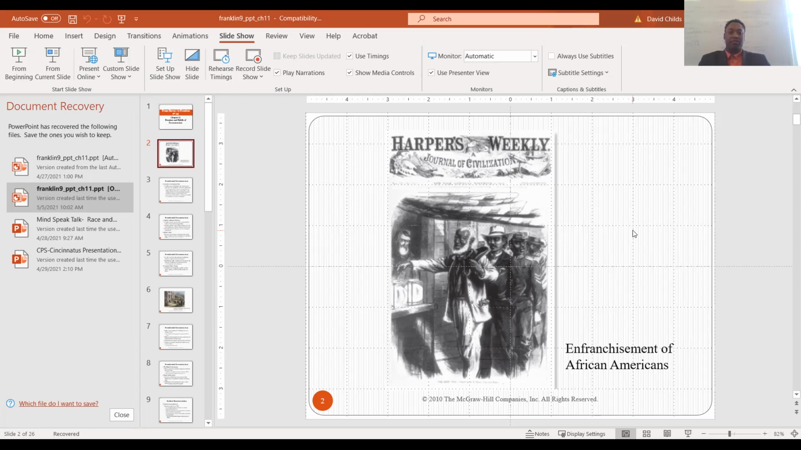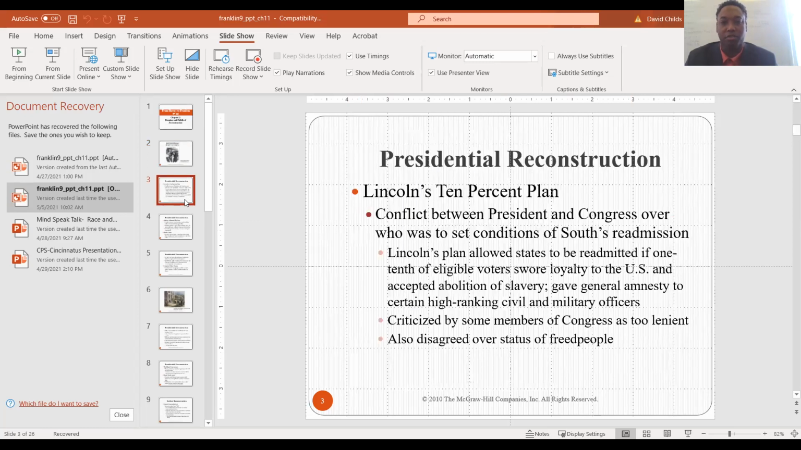The reason I said that was after the Civil War, part of Reconstruction was giving Blacks the ability to vote, but particularly Black males. Women would not be able to vote until 1920.